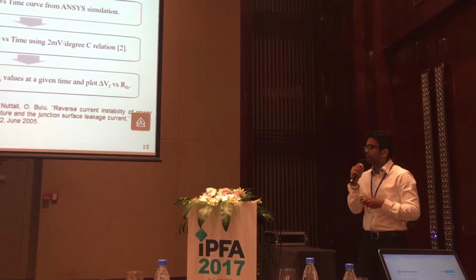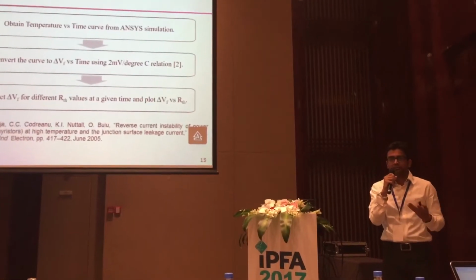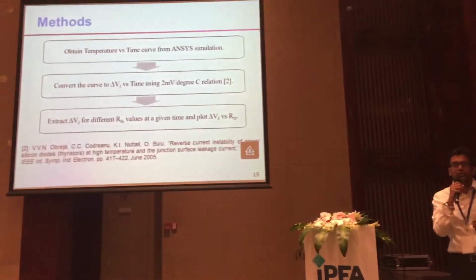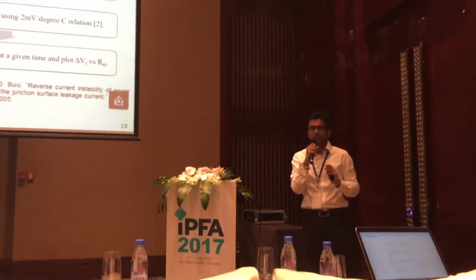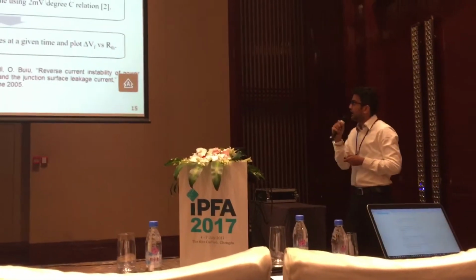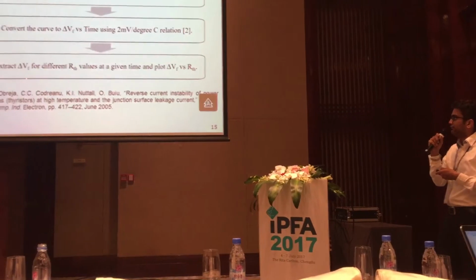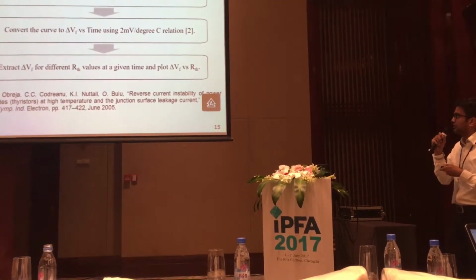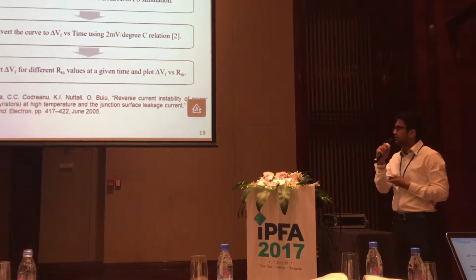That slope is somewhere around 2 millivolt only. Sometimes it's 1.7 millivolts, sometimes 1.8. It's very close to 2 millivolts. So we use that relation for individual diodes, whichever measurement we are taking, and take that into account. Then after we get this del VF versus time curve, we extract del VF for different RTH values at a given time, and then we plot del VF versus RTH. It's a very simple method that we use.